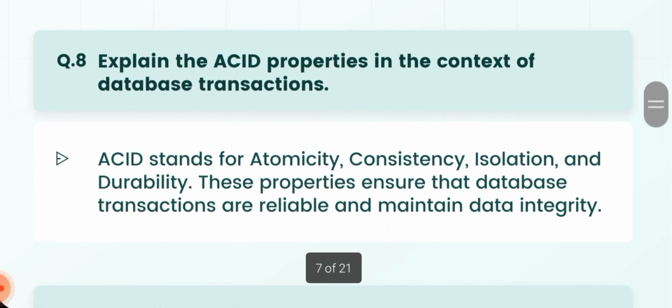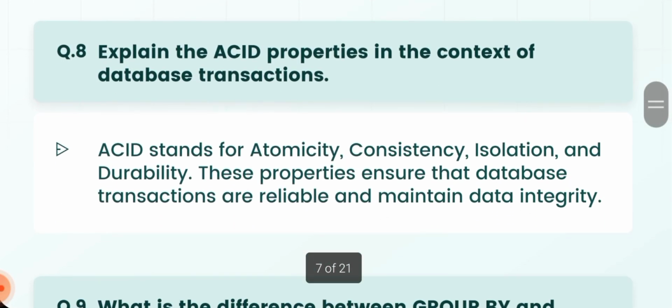Question number 8. Explain the ACID properties in the context of a database transaction. ACID stands for atomicity, consistency, isolation, and durability. These properties ensure that database transactions are reliable and maintain data integrity.